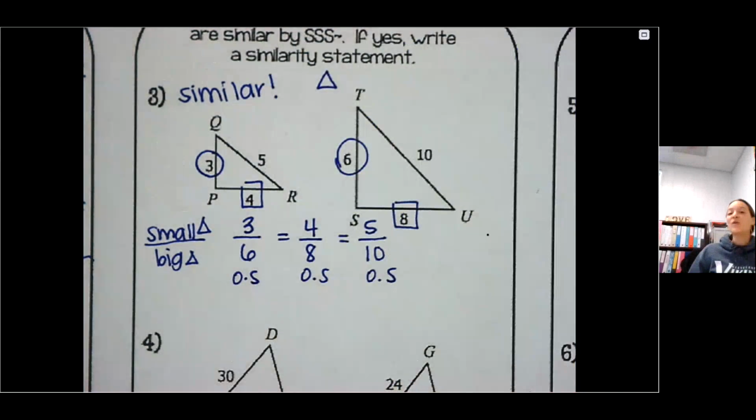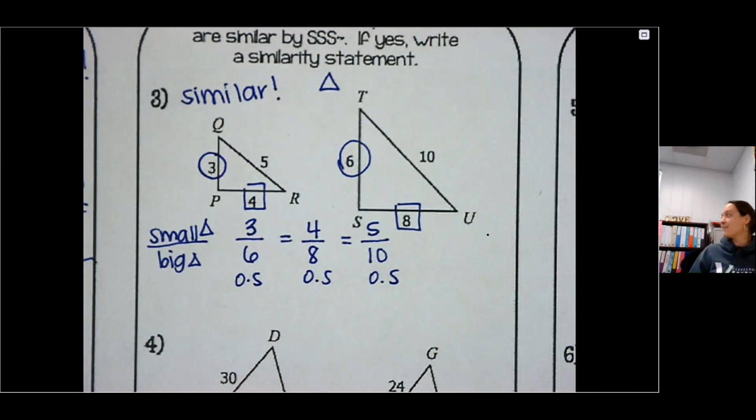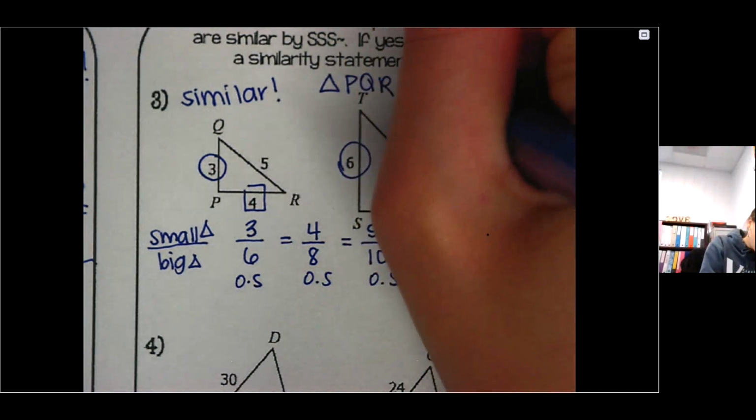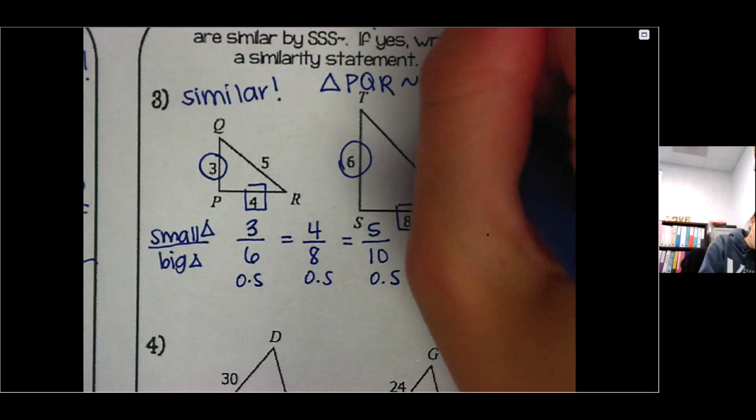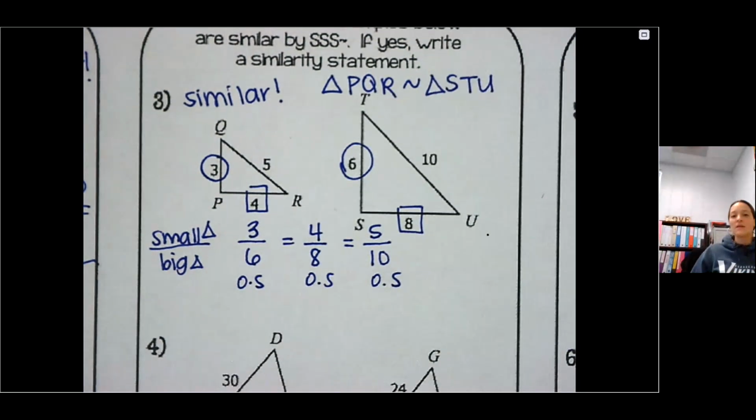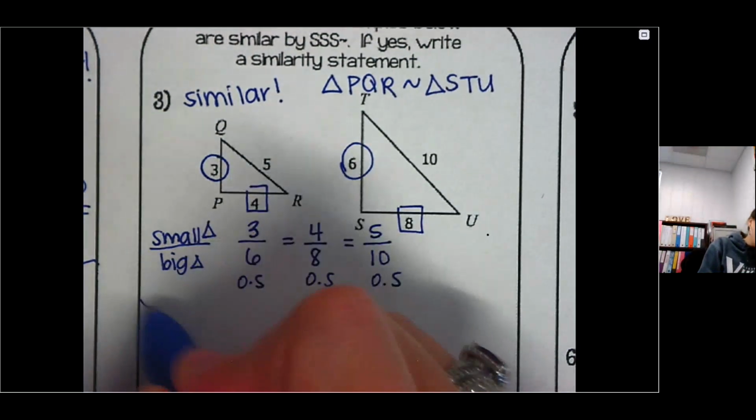Okay, who can give me the sentence? Triangle what is similar to triangle what? Triangle PQR is similar to STU. Great. Perfect. Okay, do you think you can do number 4 on your own?